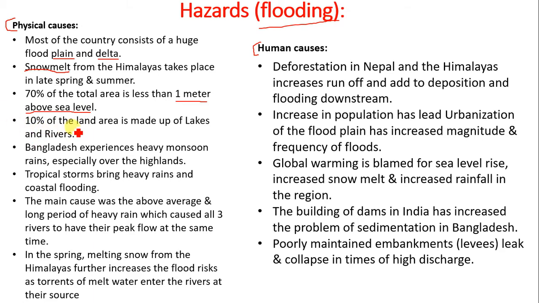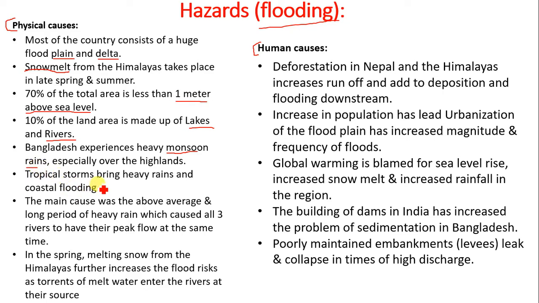Now, 10% of the land area is made up of lakes and rivers, so a high distribution of lakes and rivers. Bangladesh experiences heavy monsoon rain, especially over the highlands. So, if you experience heavy rain, torrential monsoon rainfall can also be a cause.